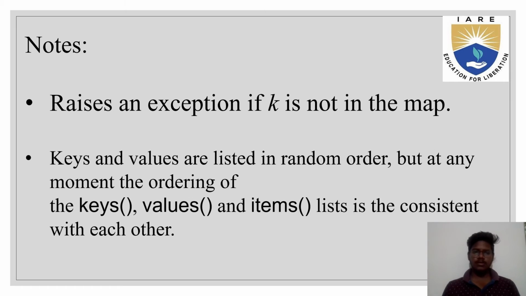Now we will see some notes about the above code. The first one is it raises an exception if k is not in the map, and the second one is keys and values are listed in random order, but at any moment the ordering of the keys and values and items list is consistent with each other.